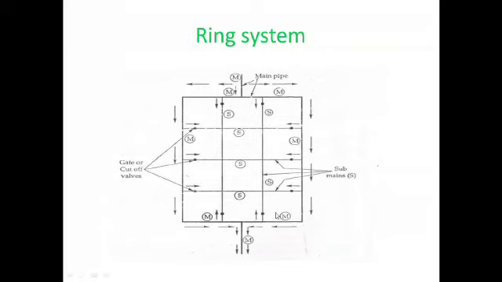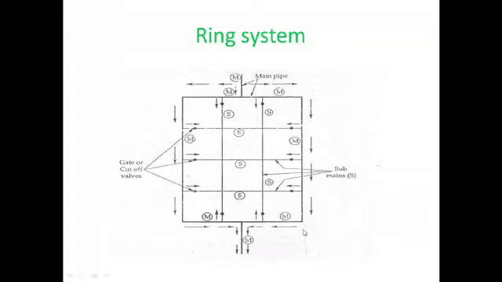Here we can see the ring system is very suitable for towns and cities having well planned roads. Sometimes this system is used as a looped feeder placed centrally around a high demand area, and also along with the gridiron system. In such a case, this enhances the capacity of the gridiron system and will also improve the pressures at various points.